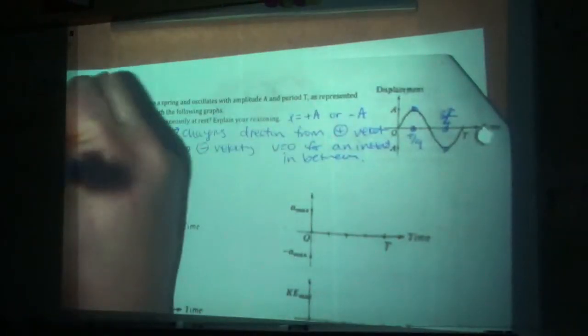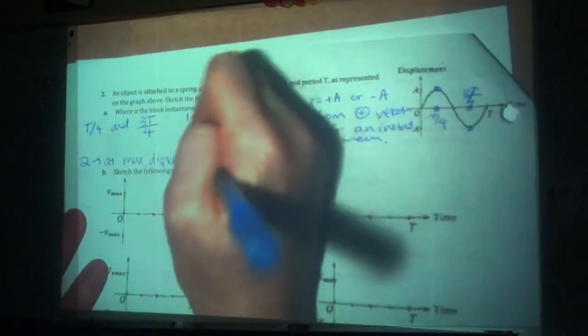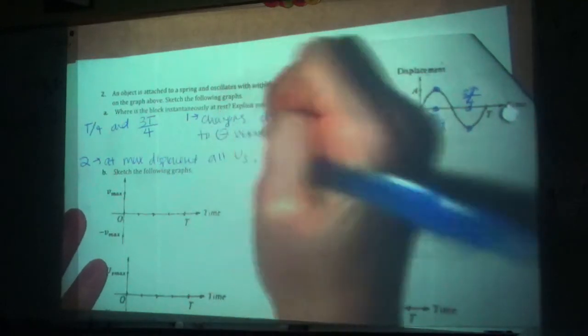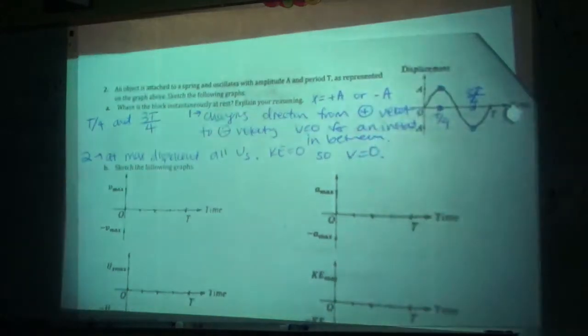You also can think about it in terms of energy. At the maximum displacement, or at the amplitude, you have all potential energy, which means that kinetic energy is 0, so your velocity would have to be 0. Those would all work.